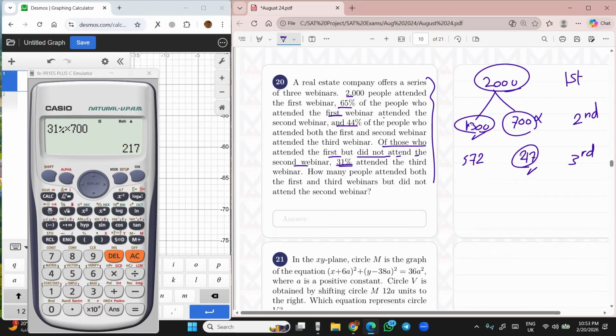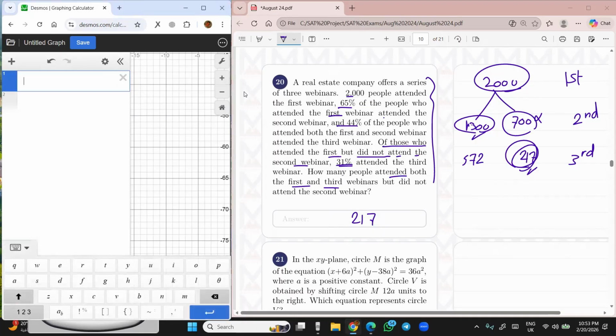So we're looking for the people who attended both the first and the third without attending the second, which means 217 is our answer. We can also express this on Desmos by writing the 2,000 as the initial value. We are looking for the 700, and we get the 31% of these. So we have 2,000, and we get 65% of them out. We're not talking about these. We are talking about the 700 who did not attend the second one, which is the remaining of this 65%.